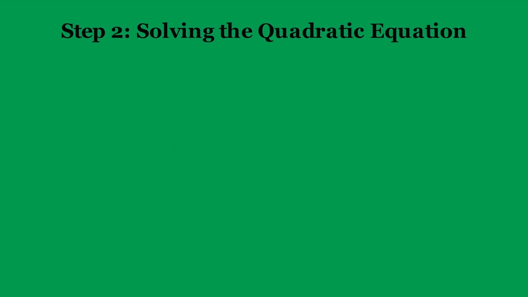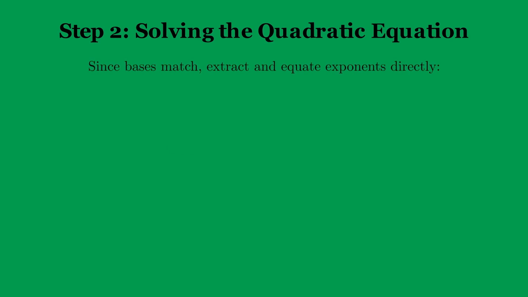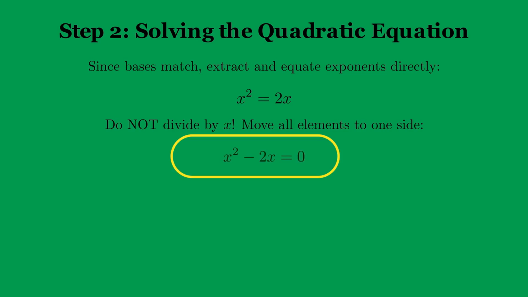Step 2. Solve the quadratic equation. Because the bases are identical, we equate the exponents. X squared equals 2x. Do not divide both sides by x. Dividing by x would remove a valid solution. Instead, move every term to one side. X squared minus 2x equals 0.